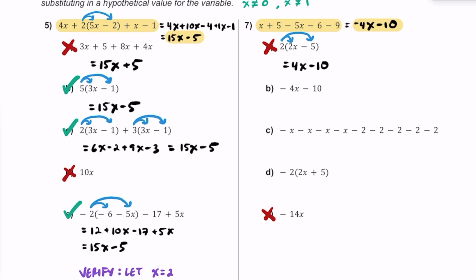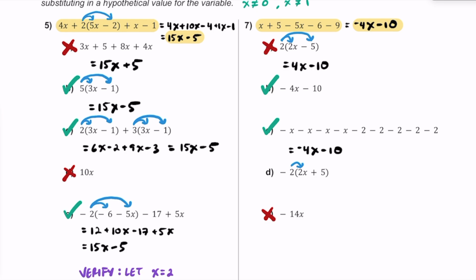B is actually really nice just because this expression is actually identical already. So that one's really a nice little freebie. We don't have to do anything there. For C, let's see, we have a negative 1x and a negative 1x and a negative 1x and a negative 1x. If you go ahead and combine all those negative 1x's, surprise, surprise, we do get negative 4x and a negative 2 five times. There's 5 negative 2's, which makes negative 10. So you can see this does match what we had over here. So this is also equivalent.